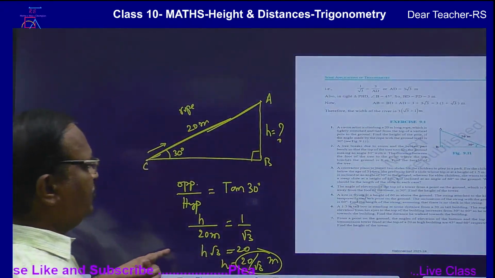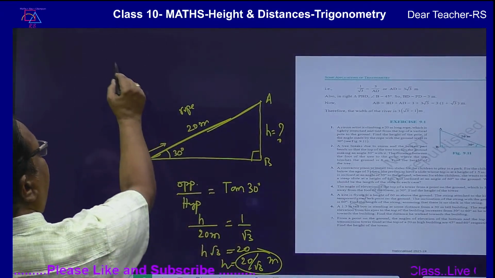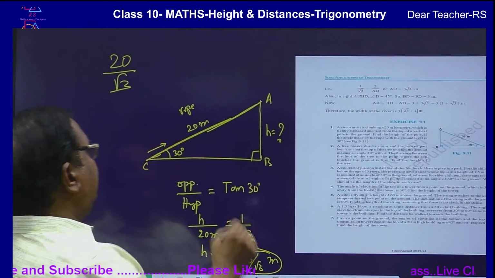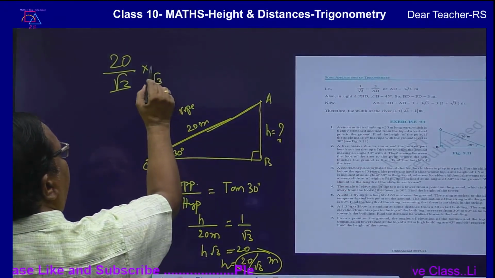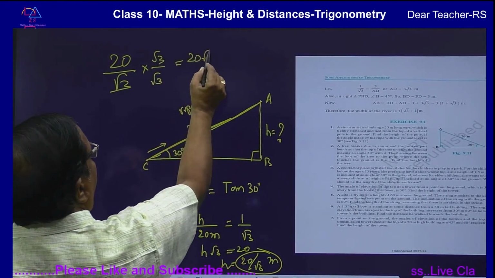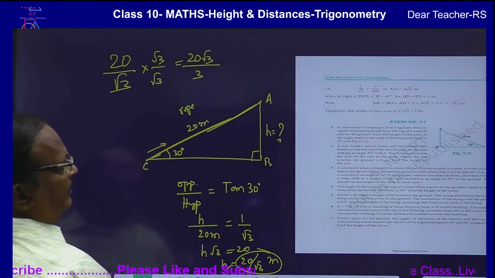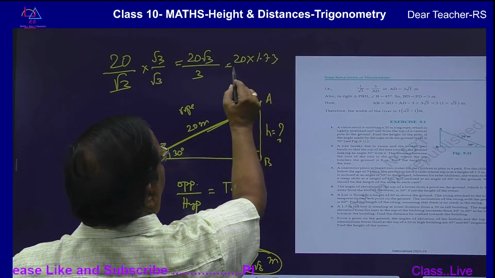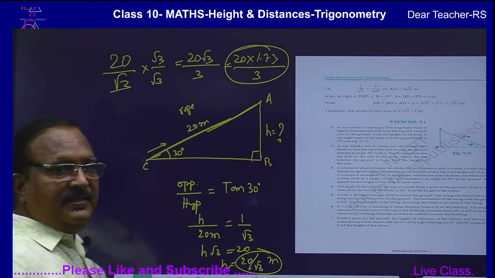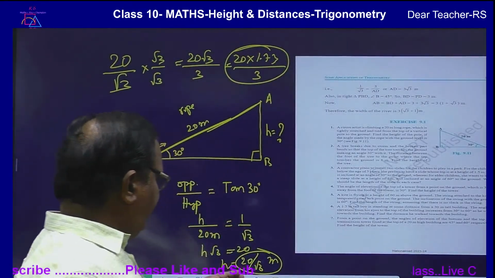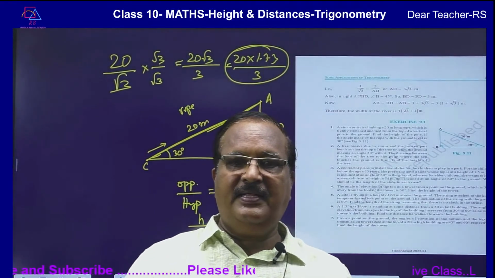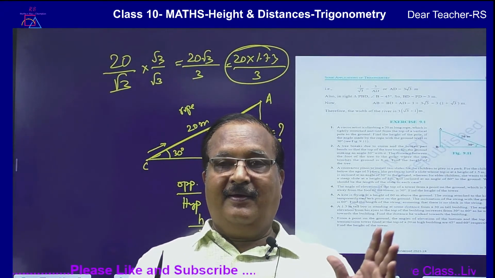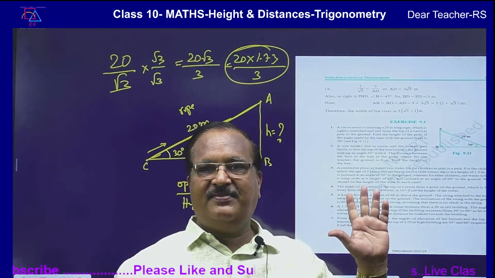Now what to do with this 20 upon root 3? You can leave it like that. Otherwise, you can do rationalization into root 3 into root 3, which is equal to 20 root 3 by 3. Okay. So the root 3 value you can write 20 into 1.732 by 3. You simplify this, you will be getting the answer. So at present I am leaving the answer as 20 upon root 3. Okay, this is a simple question of heights and distances, applications of trigonometry.